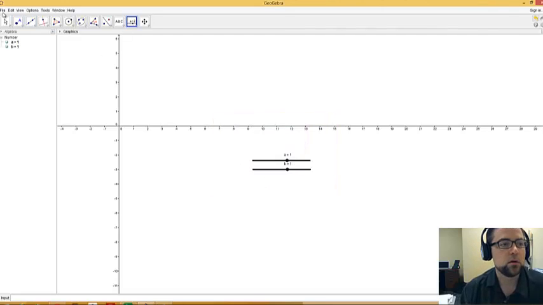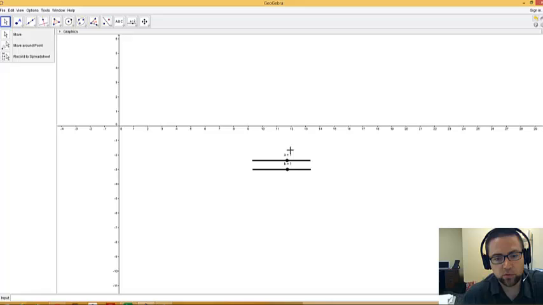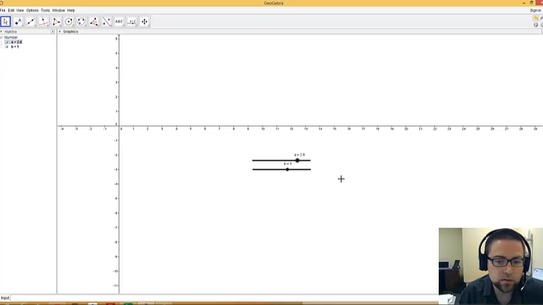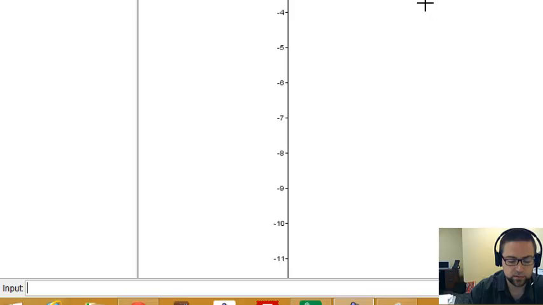Let's make another one right next to it for B. Okay, so if I click over to my move tool, you should be able to slide them back and forth. We're going to use these to slide things in a little bit. But first let's make a basic function. So how about f of x equals x?